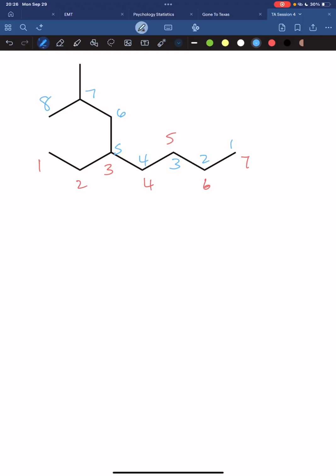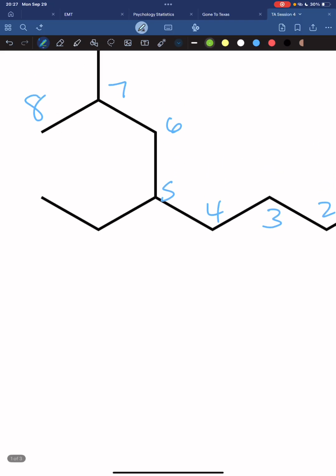Oh, I have a longer chain. So this is not my longest chain. It's actually this one that goes up. So be careful. There might be a longer chain. From just looking at it, it looked like a pretty simple heptane. But no, this is an octane molecule. So I'm going to erase all of my red numbers. And now we're just going to be doing what we did before. And that's going to be naming our substituents.